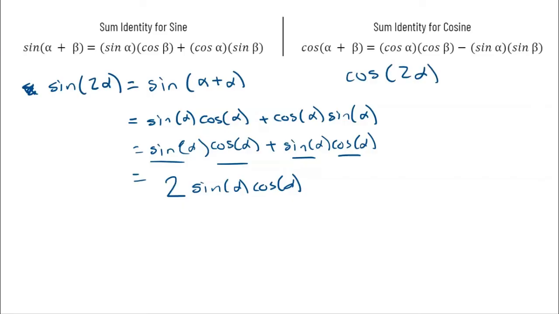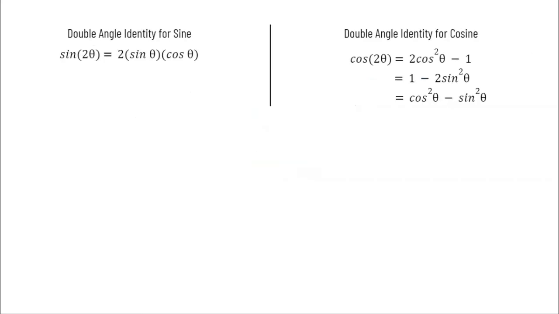You could try that on your own. Hopefully you tried that in class. But here are those double angle identities. As we just pointed out, sine of 2 theta equals 2 sine theta cosine theta. Now, notice I'm calling it theta here when I just got done calling it alpha. It doesn't really matter what you call the angle.